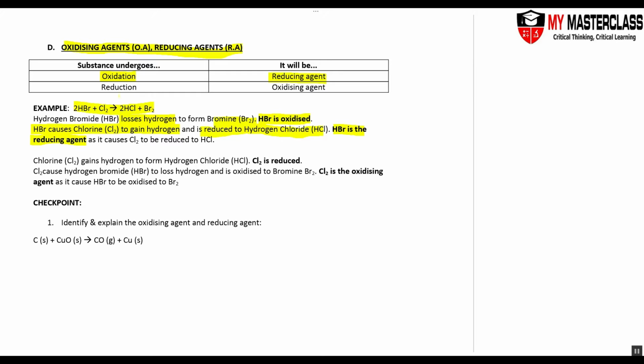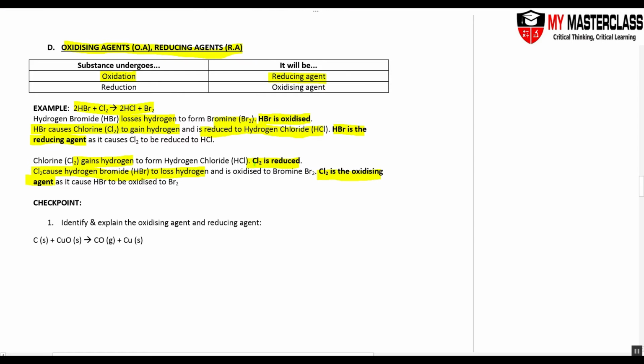In the reduction example, chlorine gains hydrogen to form hydrogen chloride. So it's lose, gain: lose oxygen, gain hydrogen is the reduction process, right? So chlorine gains hydrogen, chlorine is reduced. Chlorine causes HBr to lose the hydrogen, so chlorine is the oxidizing agent, right?